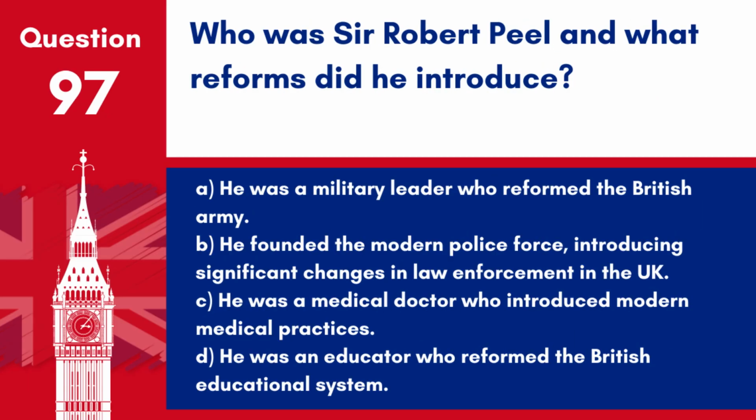Question 97. Who was Sir Robert Peel, and what reforms did he introduce? A. He was a military leader who reformed the British Army. B. He founded the modern police force, introducing significant changes in law enforcement in the UK. C. He was a medical doctor who introduced modern medical practices. D. He was an educator who reformed the British educational system.